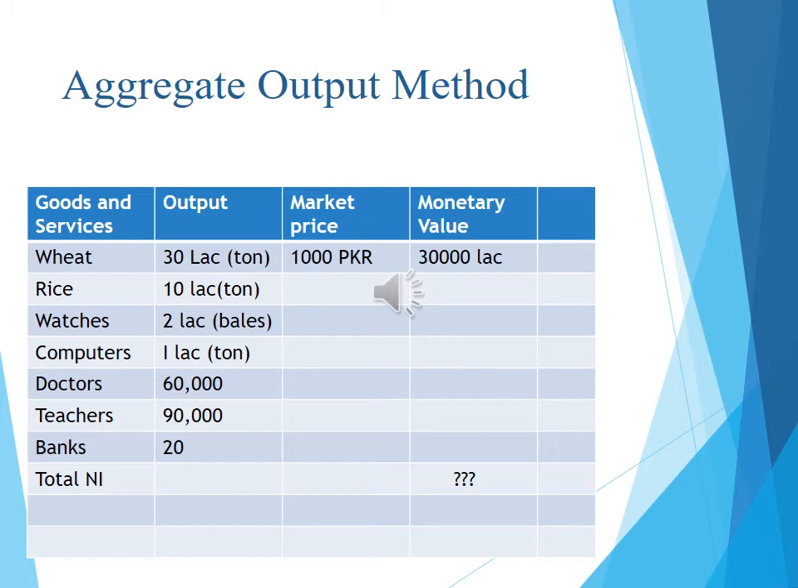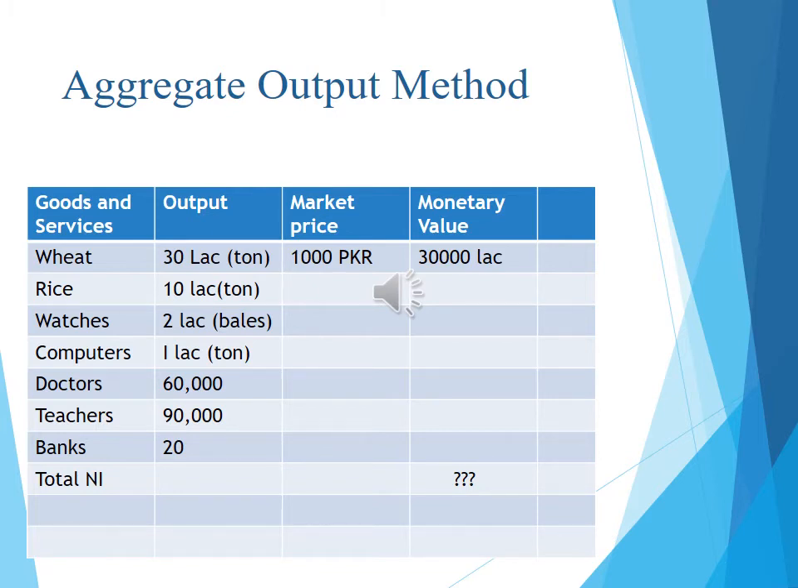In the second column, the output of these goods and services produced in a period of 1 year has been mentioned. In the third column, the market price of these goods and services has been entered, and by multiplying the market price with the output of these goods and services, we can easily calculate the monetary value of these goods and services, as I have done in the case of wheat.